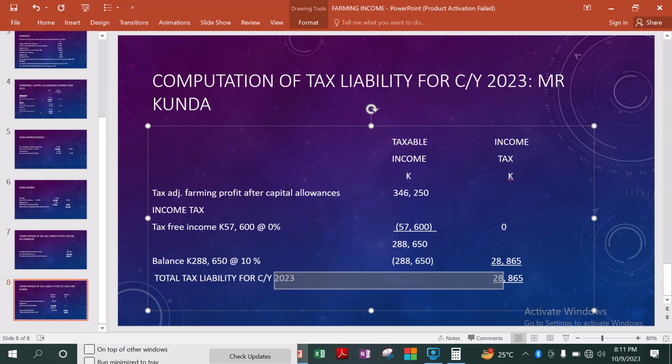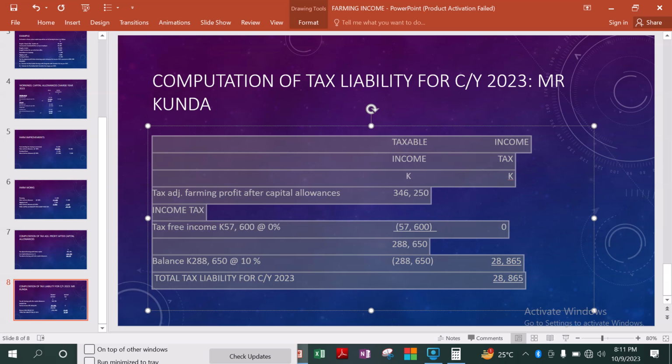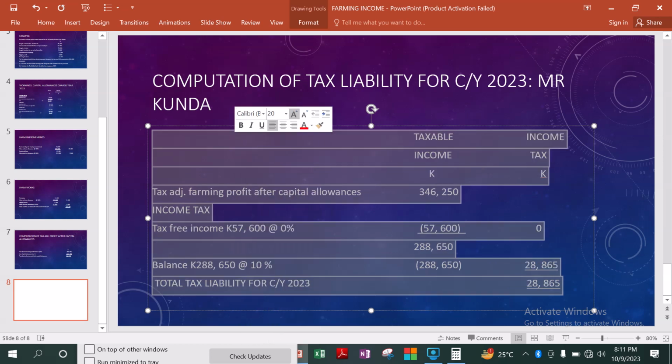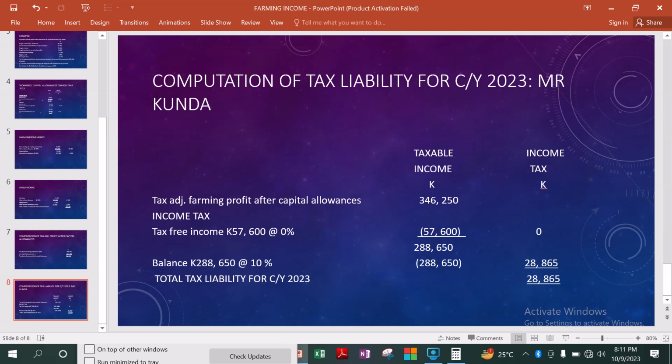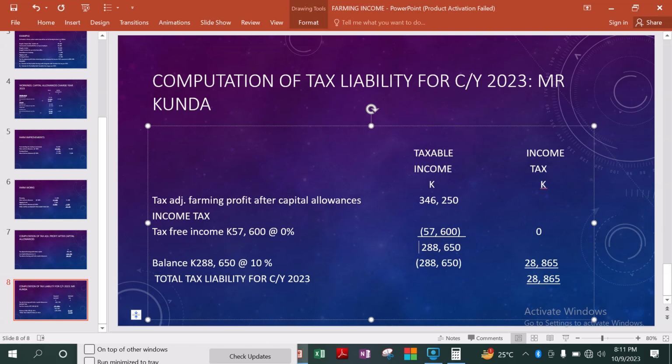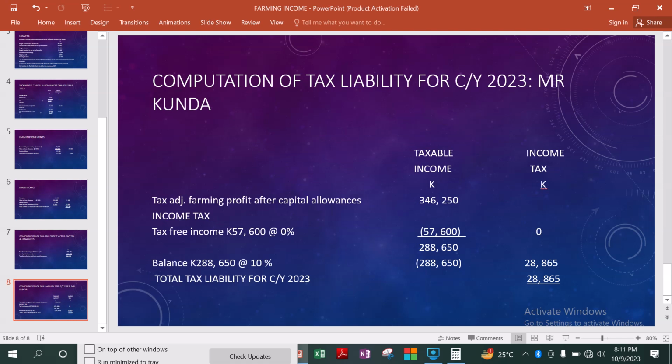I hope you have followed these simple calculations. Okay, any questions if you have? Any questions? Okay, so it seems that you have well understood these particular calculations. This is what we have to show for farming income, taxing an individual involving capital allowances. If you have any questions, please drop me a line or give me a comment so that I can attend to your issue. Otherwise, this is where we end our presentation for today relating to farming income involving an individual and how we treat capital allowances.